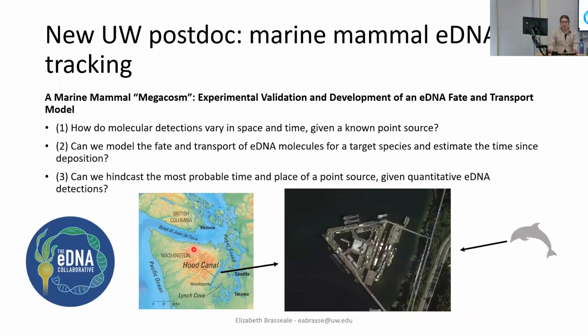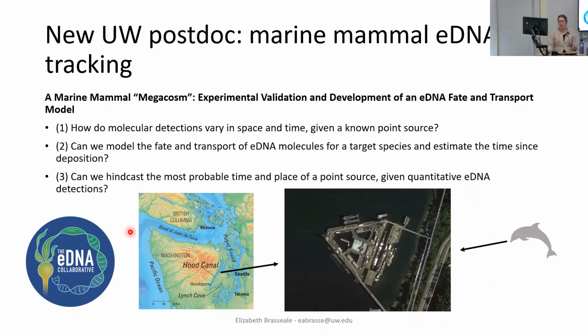And finally, I've talked to a couple of people about this, but I just want to put a shout out because I know that OSU, and in particular the Hatfield Marine Science Center, is a great place for biological work. I just started a new UW postdoc doing marine mammal eDNA tracking. We're calling it a marine mammal megacosm: experimental validation and development of an eDNA fate and transport model.